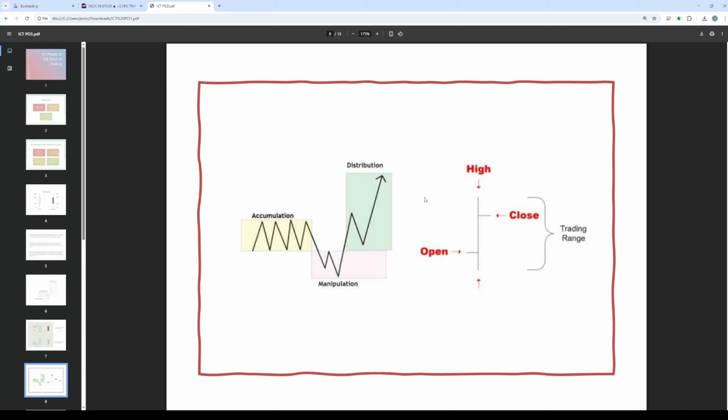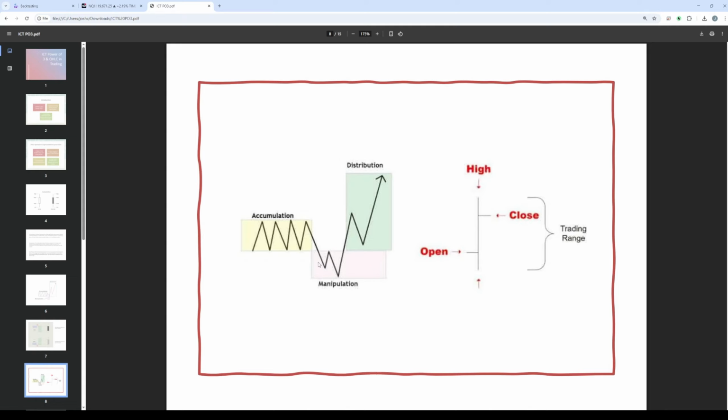So here is an example of them kind of working together. Okay, so here you can see the accumulation, then you can see the manipulation, and then the distribution. Now, one of the most common practices that people use is Asia, London, and New York, and they treat it as accumulation is Asia, manipulation is London, and distribution is the New York session. So as you can see here, right, this accumulation here would be the open of the candle.